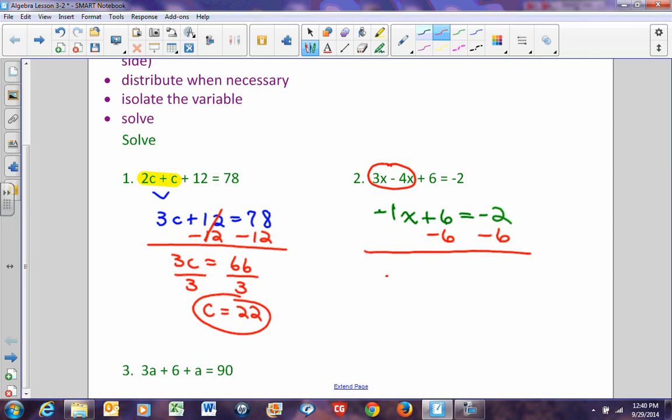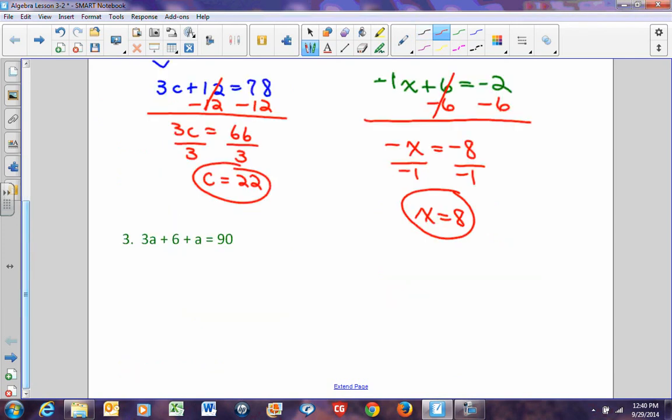If I do that, I get negative x, or negative 1x. These two cancel out. Negative 2 plus negative 6, or negative 2 minus 6, is negative 8. I don't want to know what the opposite of x is. I want to know what x is, so I will divide by negative 1, and I will get x equals 8. As simple as that. Look at equation number 3.